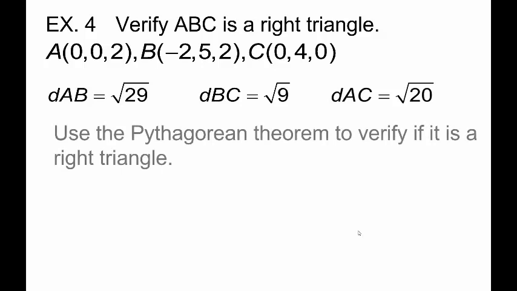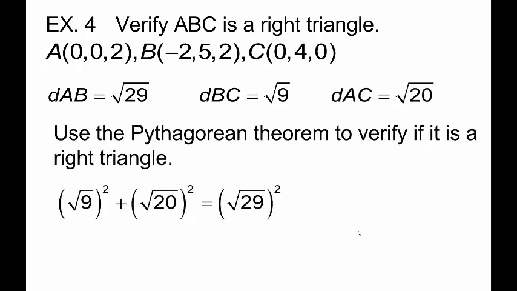So if I plug in and I say the square root of 9 squared plus the square root of 20 squared equals the square root of 29 squared. And we know that taking the square of a square root will cancel out. So this is going to be 9 plus 20 equals 29, which is a true statement. So since that's a true statement, then yes, this is a right triangle. And you're not going to have a yes or a no answer here. It's just showing your work to verify that it is a right triangle.